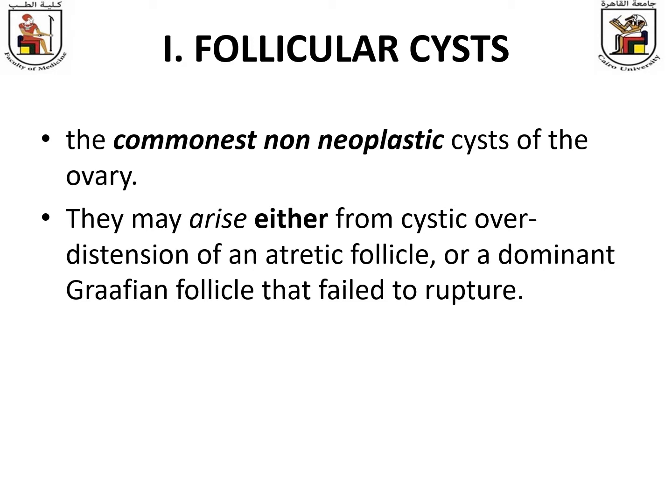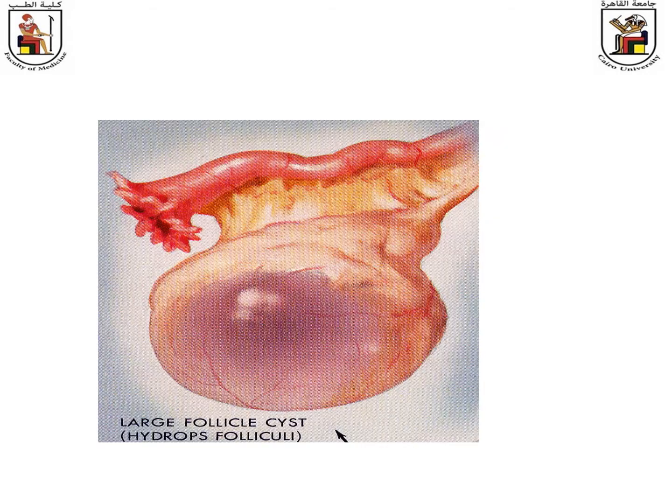The first is the follicular cyst. This is the commonest non-neoplastic cyst of the ovary. This may arise either from a cystic overdistension of an atretic follicle or a dominant Graafian follicle that failed to rupture. And as you can see here, this is a schematic diagram. You can see here the fallopian tube, and you can see the ovary with a large thin-walled cyst that has clear fluid inside. This is the appearance of a follicular cyst, and it is usually small, less than 5 to 6 centimeters in size.